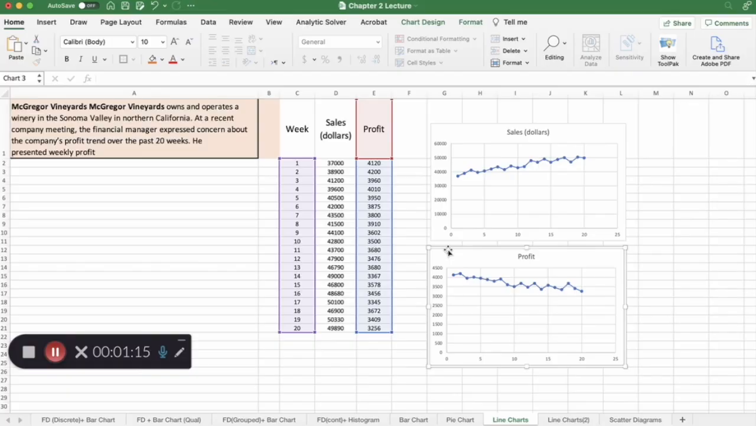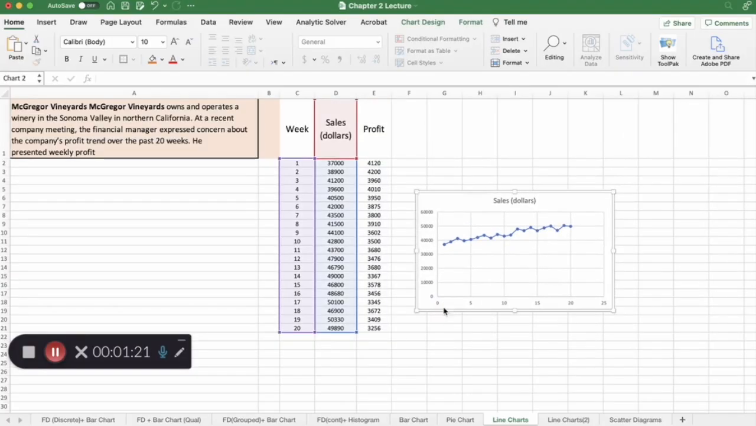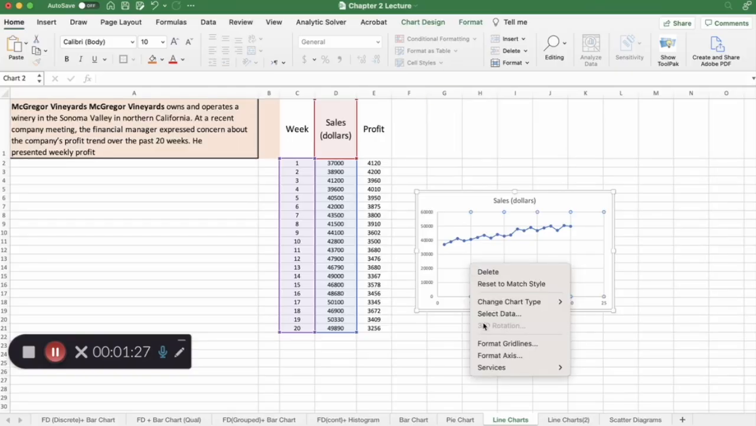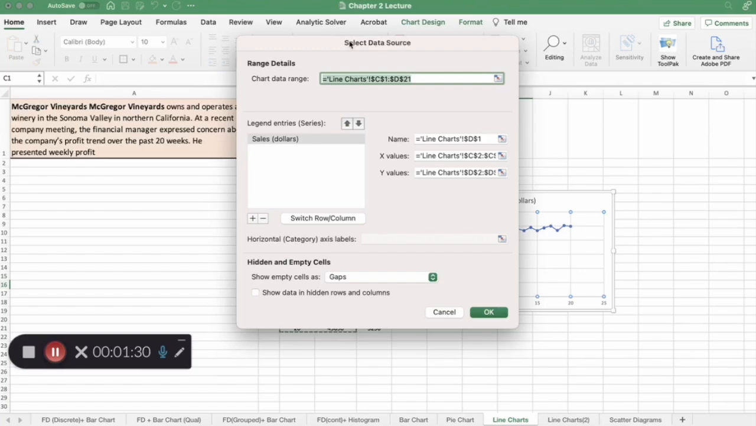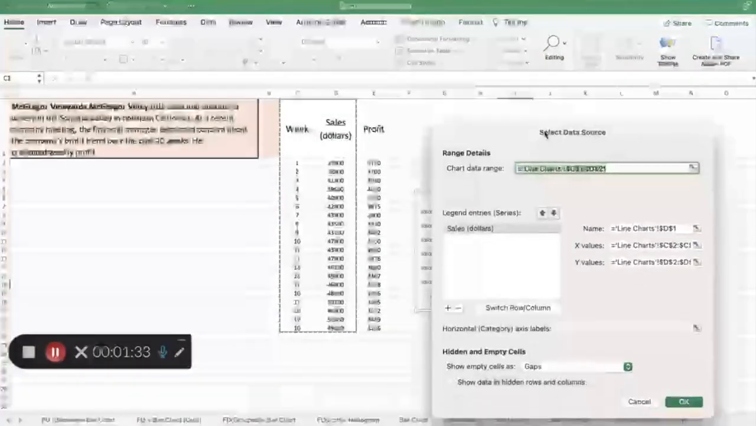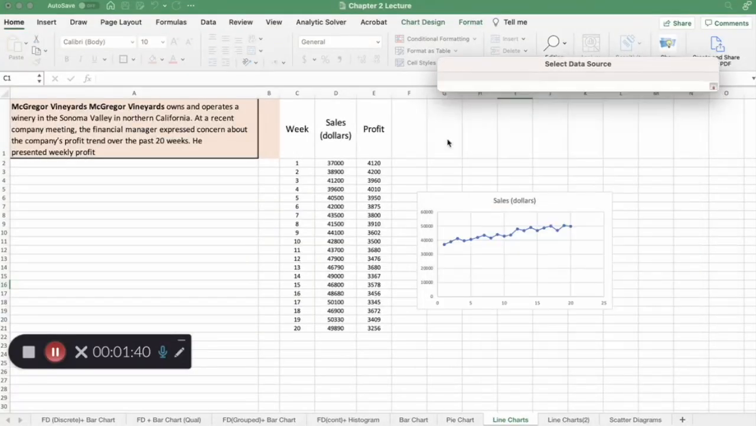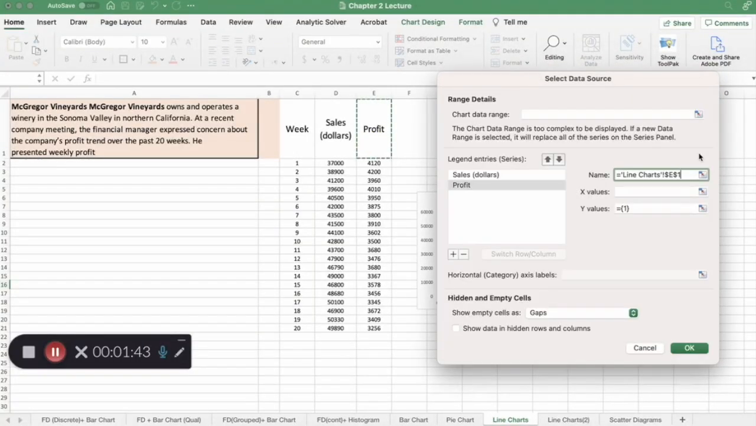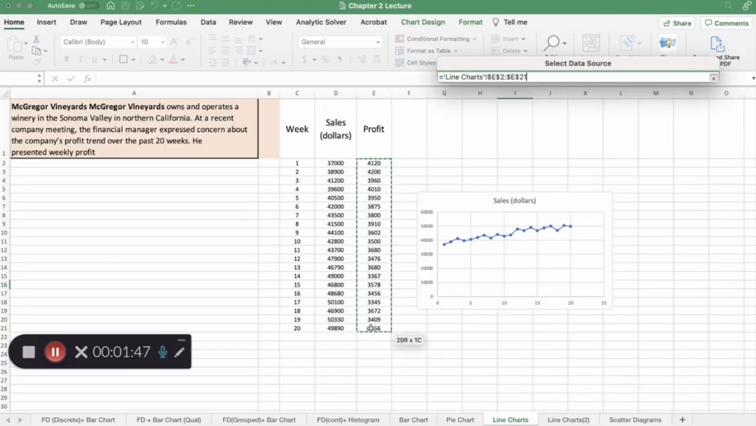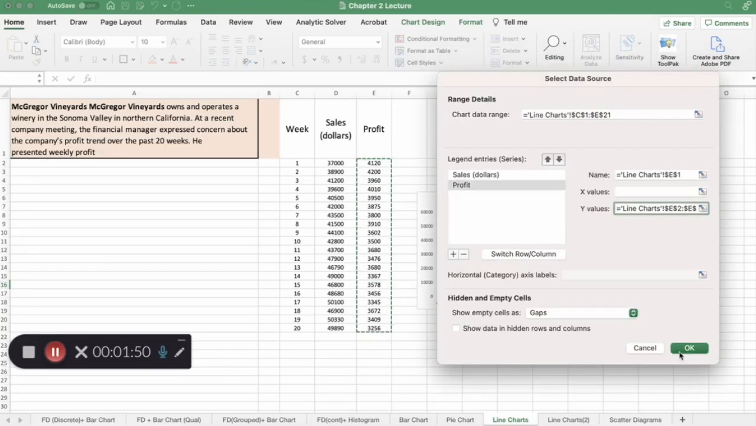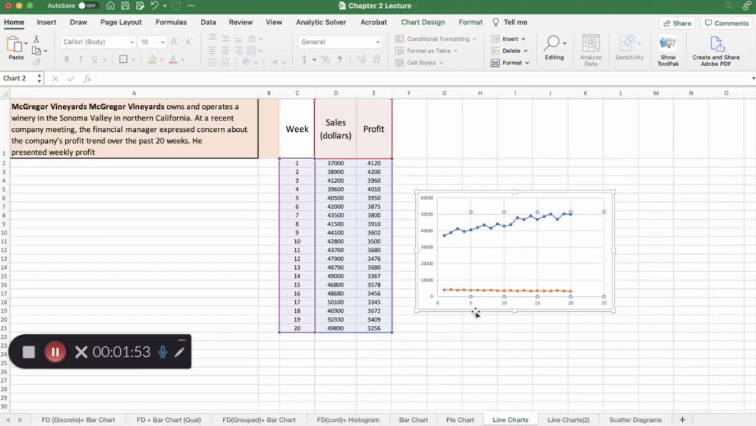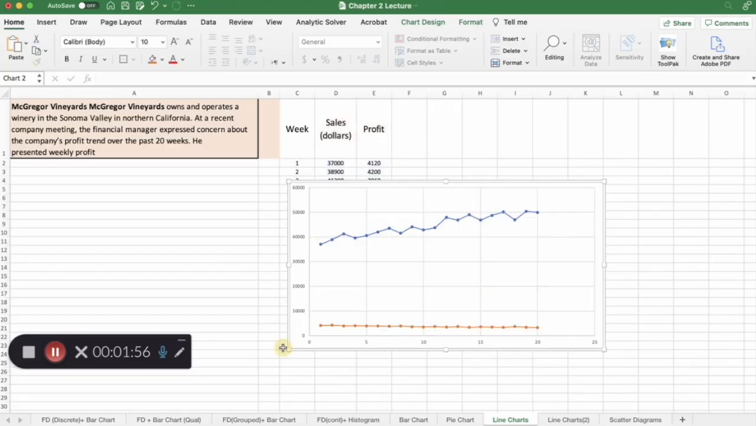So the financial manager did not like this idea. He said, no, please put them in one chart. So to put them in one chart, let's say this is the first one, and we're going to add the other one. Right click, select data. We can add another series now. The first series is the sales, and the second series is going to present the profit. So the name is Profit, and the values are these values. So we added the profit, and we got these two line charts.